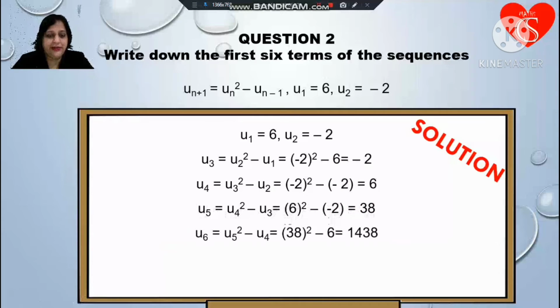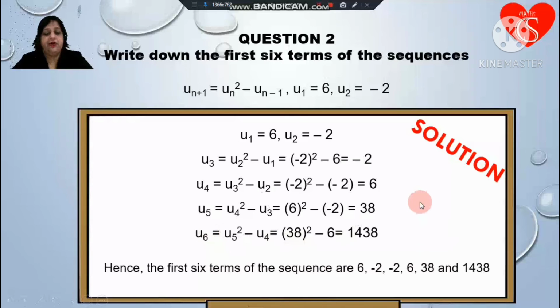The last term here, the sixth term. So the n referred to here is actually 5. 5 plus 1. So the fifth term squared minus the fourth term, since 5 minus 1 is 4. So the fifth term squared minus the fourth term is equal to 38 squared minus 6. We put in the value of the fifth term and the fourth term, and we will obtain that the value of the sixth term is 1438.